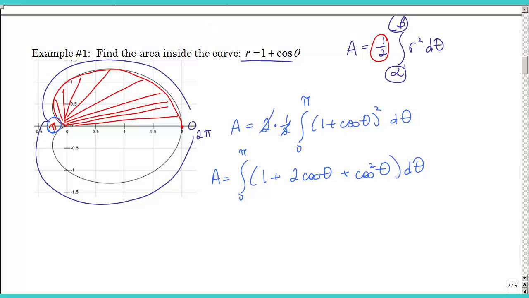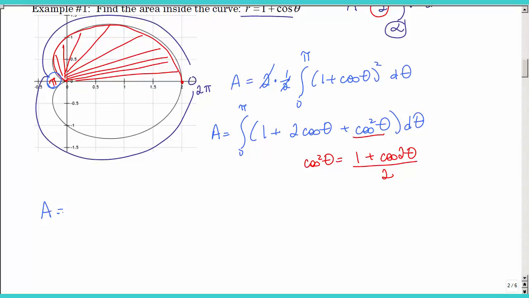And here's the hard part. You're going to be introducing usually cosine squares and sine squares, which we don't have a straight integral for. You have to use the identity that cosine squared theta is (1 plus cosine 2 theta) divided by 2. So that's the substitution you need to make.